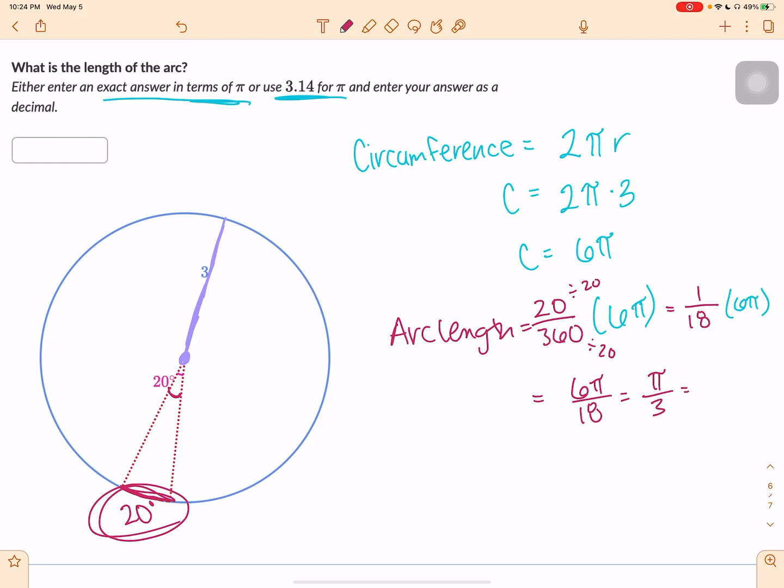And you can always put this into your calculators as 3.14 over 3 and give Khan Academy an estimated decimal there. I recommend just putting it right in as pi over 3, just in case you mess up rounding any decimals or anything.